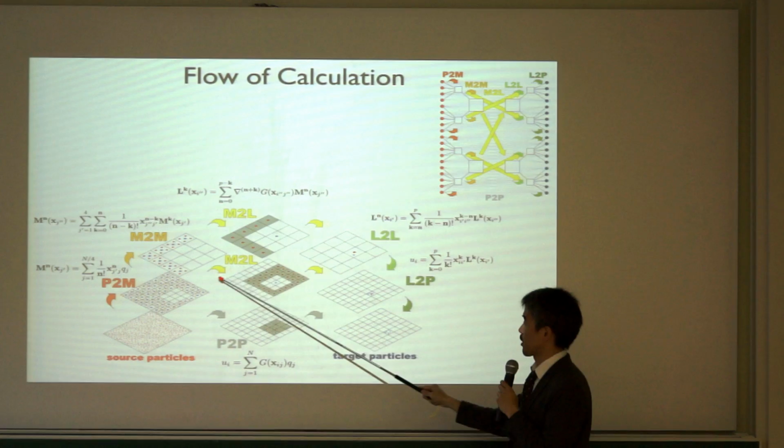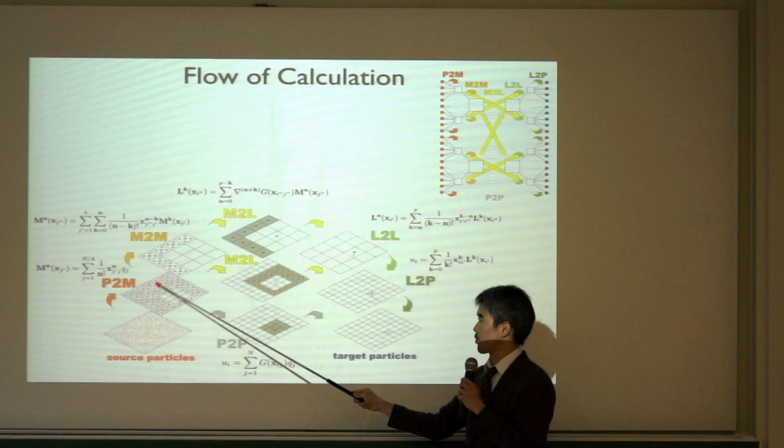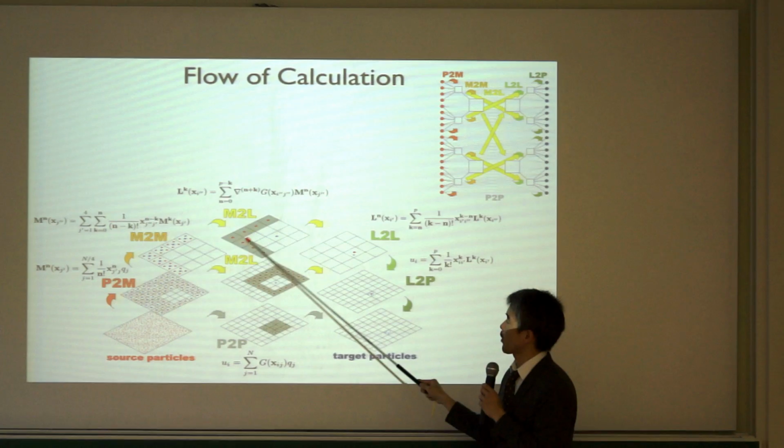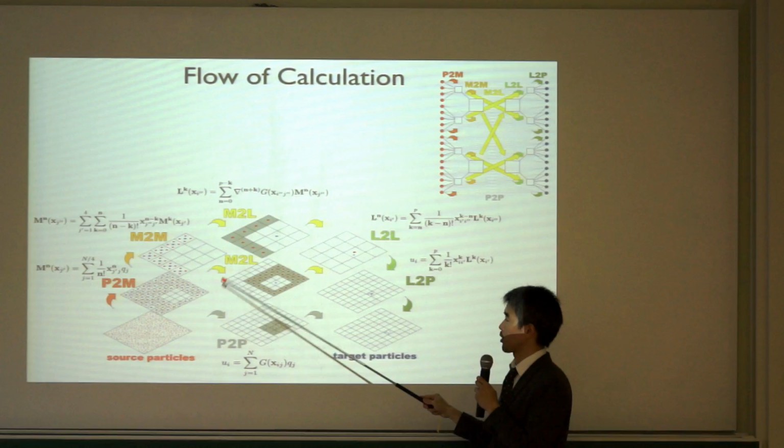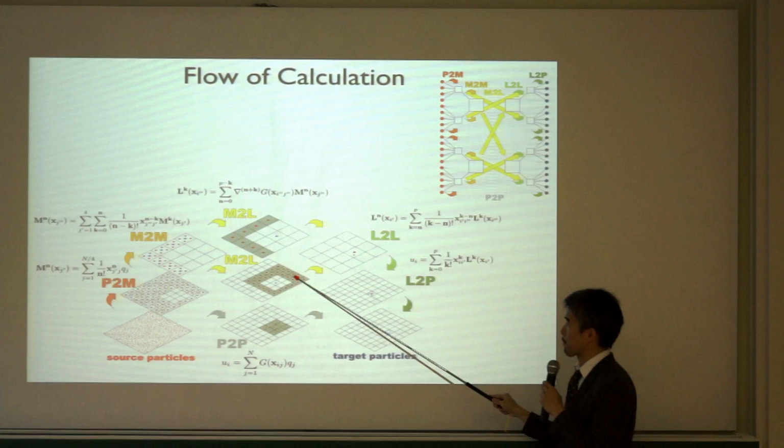Going down one level, you've created the multiple expansions for all of these boxes, but you don't use these ones. You've calculated these ones out here, but you've already calculated the effect of this gray part at this higher level. So you don't need to calculate the same effect twice. So you skip this part, skip the white parts. You only use these red boxes to calculate the effect of this blue one.